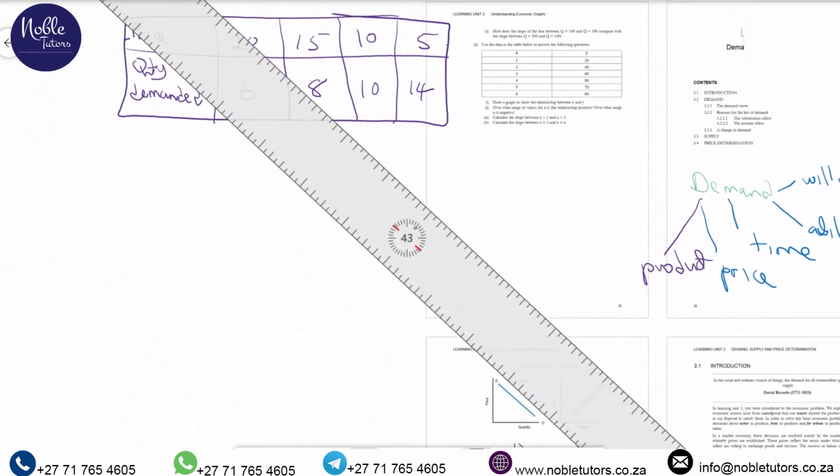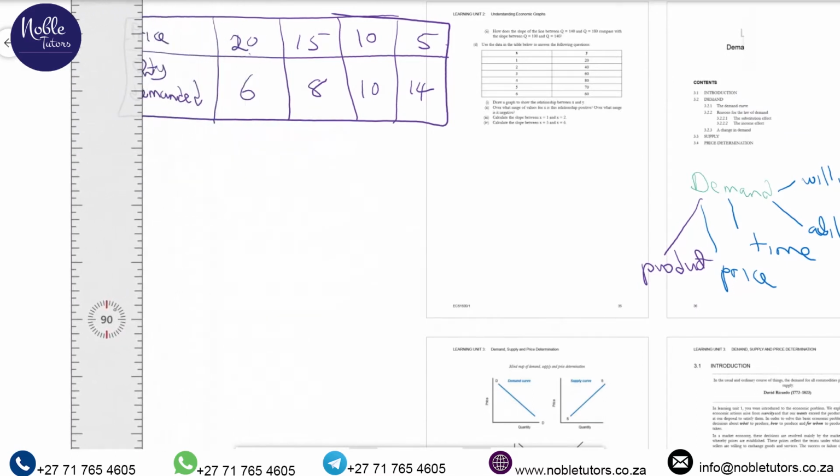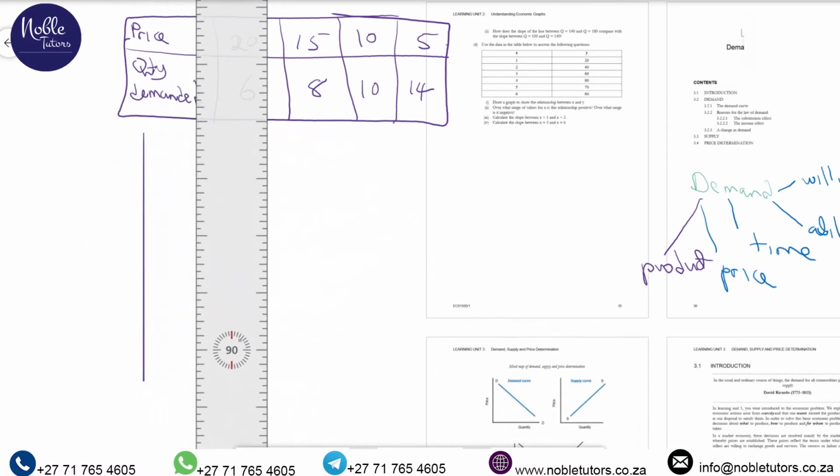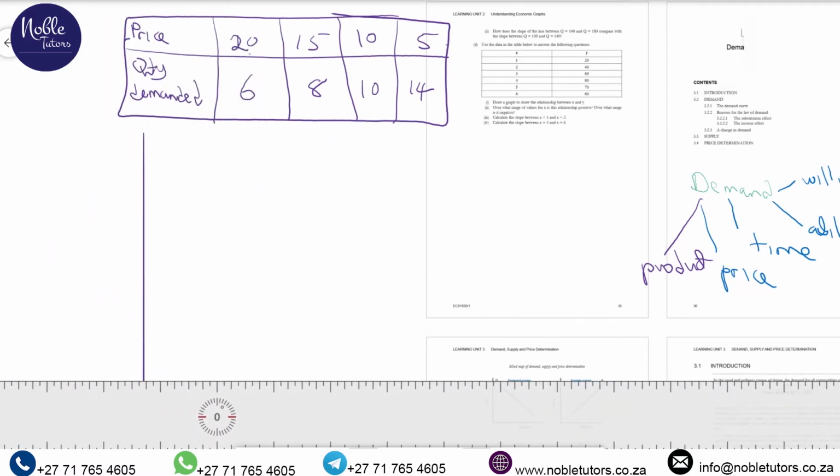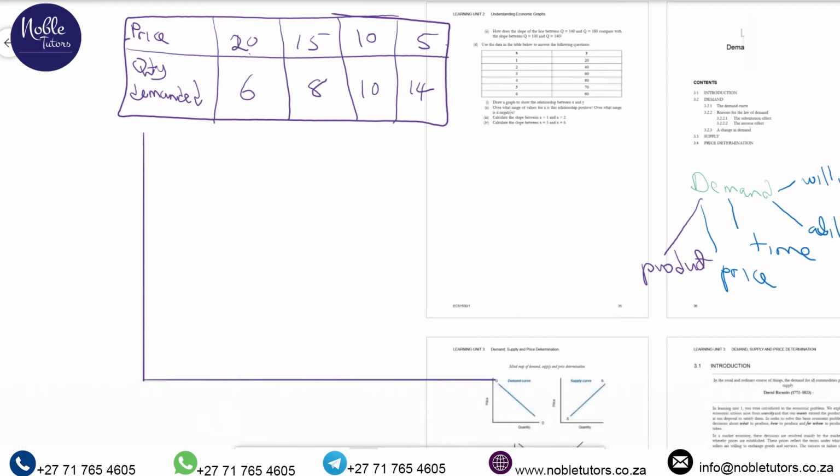The demand curve is drawn this way. Zero here to represent the origin. Then on the y-axis we put price. On the x-axis we put quantity demanded, let's say per week.